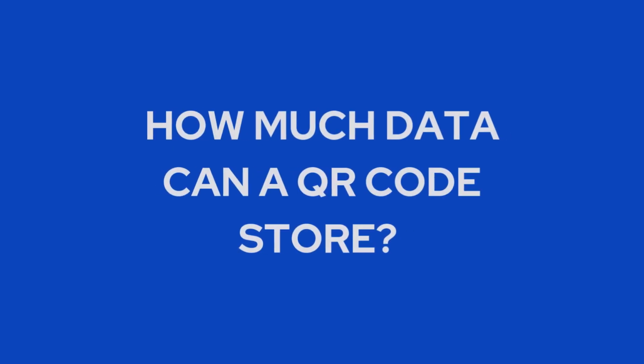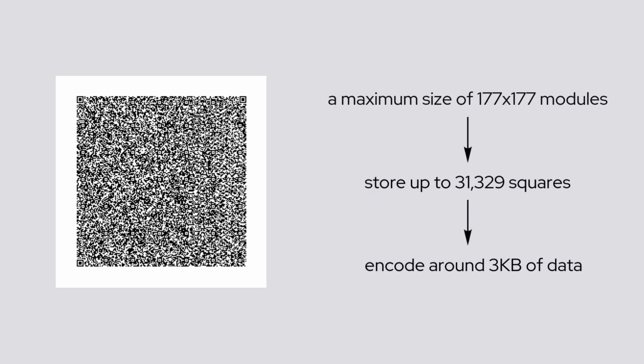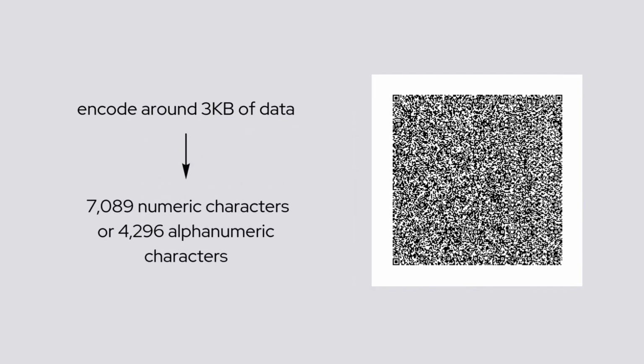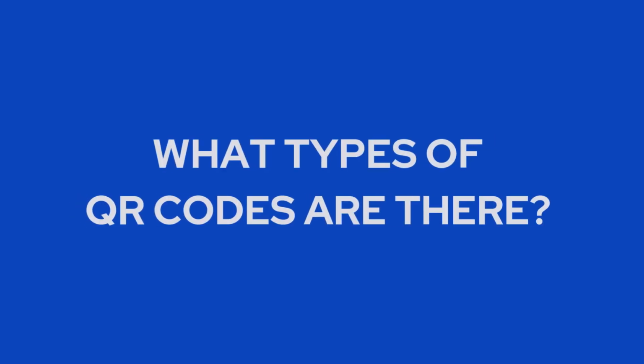How much data can a QR code store? A QR code has a maximum size of 177 x 177 modules, allowing it to store up to 31,329 squares, which can encode around 3 kilobytes of data. This translates to a capacity of 7,089 numeric characters or 4,296 alphanumeric characters. For context, an average website URL, which is commonly stored in QR codes, is only about 40 to 50 characters long. What types of QR codes are there?